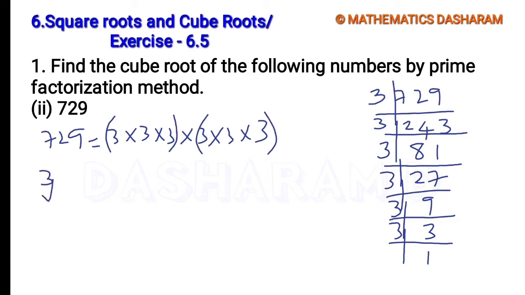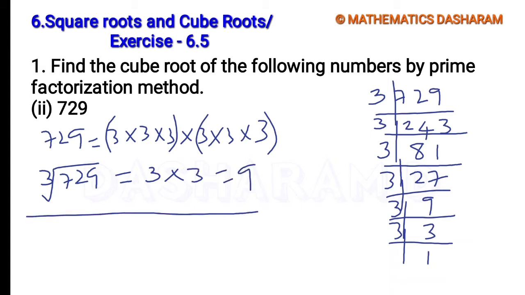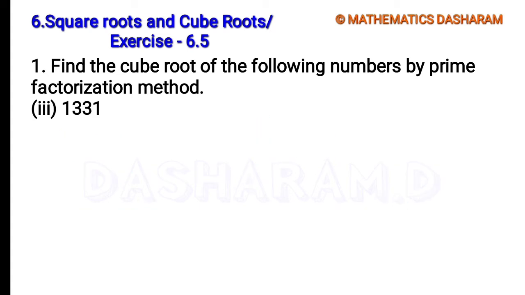Then cube root of 729 equals how much? From this group one number, and from this group one more number. 3 3s are 9. So we can verify our answer. 9 into 9 into 9. 9 nines are 81, 81 nines are 729. So our answer is correct. Third problem.